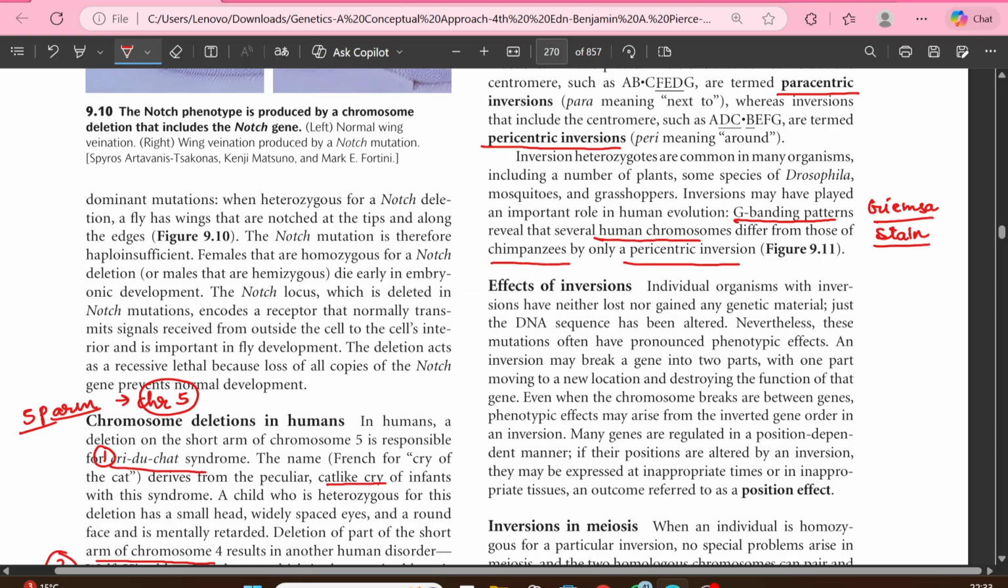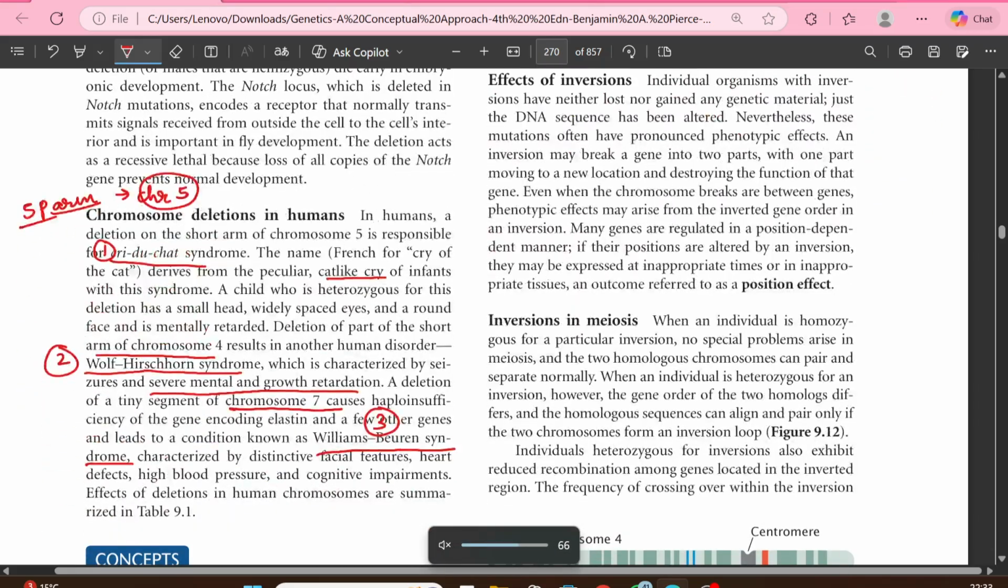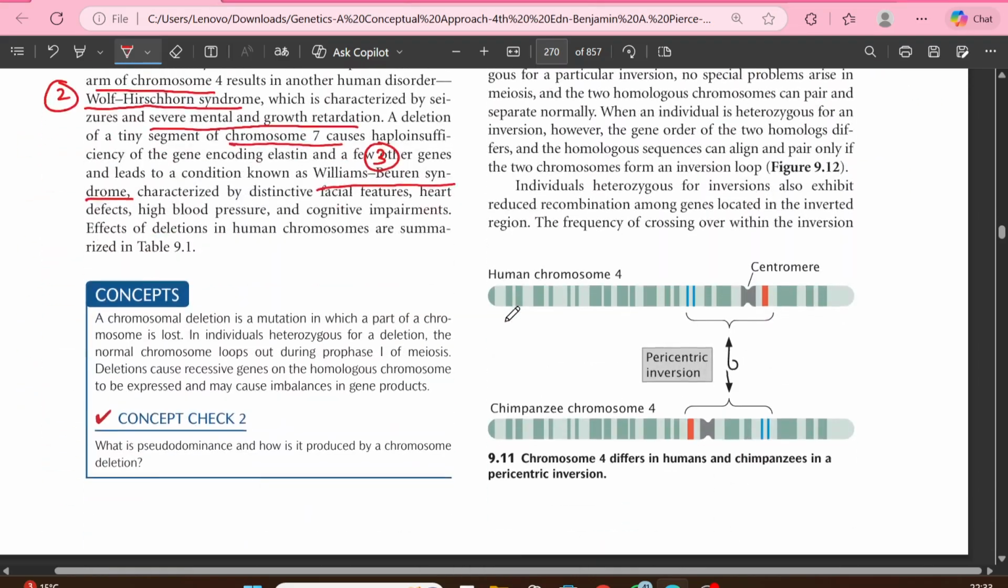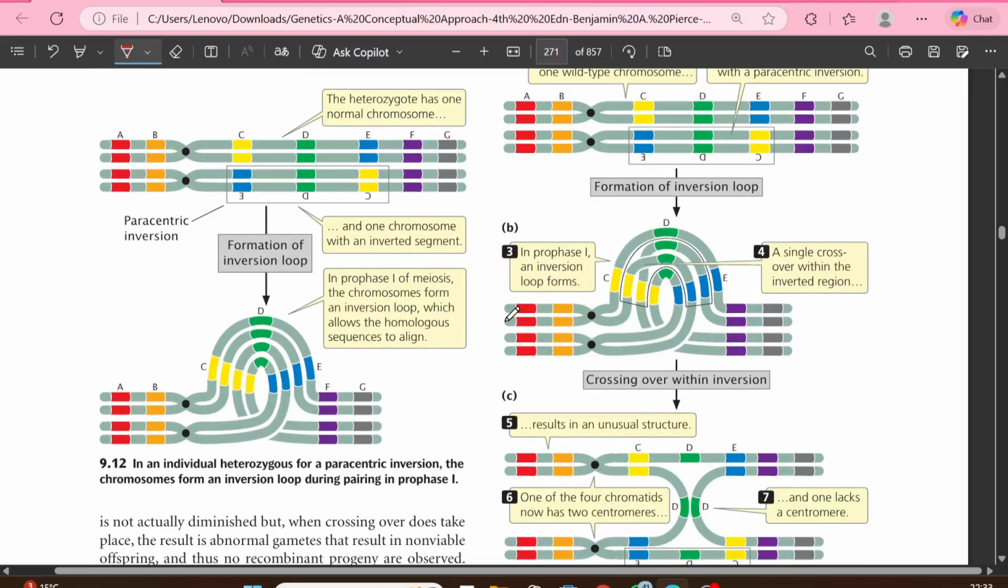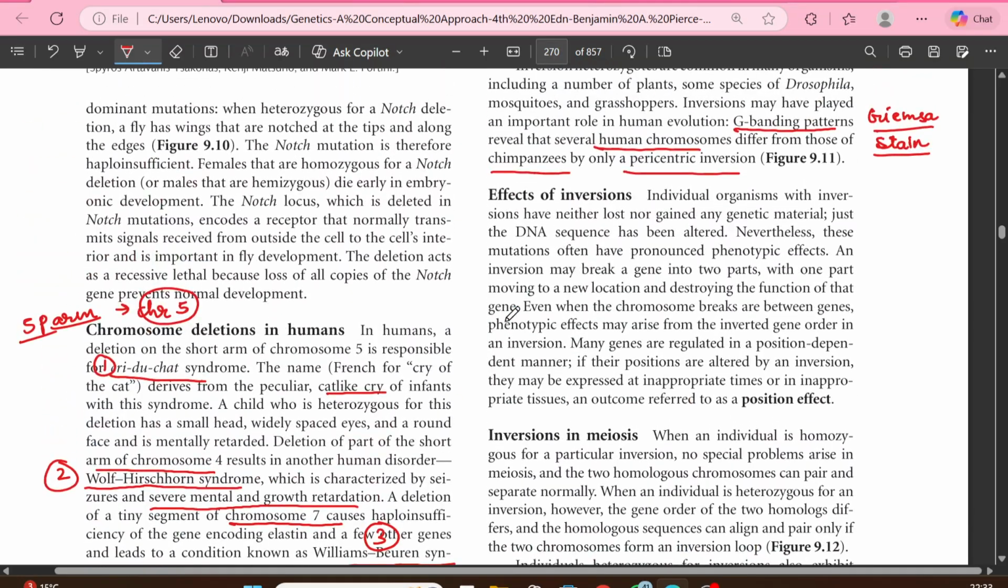Okay, now we should move on further. We have to talk about the inversions in meiosis also here, and these diagrams we have to discuss. Before that, let us see the effects of inversions. There is an effect which is referred to as position effect. Now what happens, let us read this text.